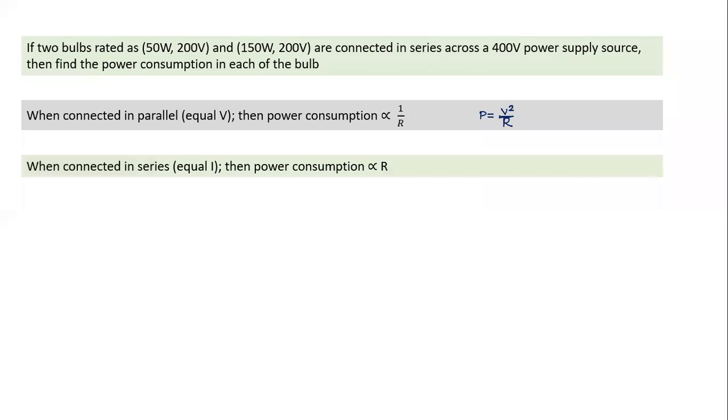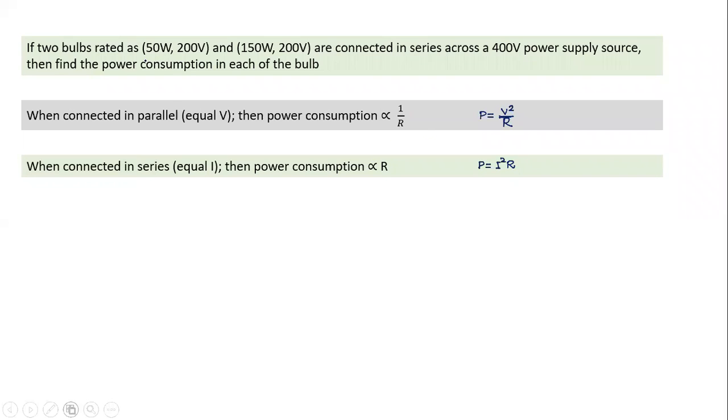But when they are connected in series, potential is not equal, current is equal. In that case I will use power is equal to I square R. When the current is the same, power becomes proportional to resistance. So the resistance which consumes more power when connected in parallel will consume less power when connected in series. It reverses. Let's try and solve this question.